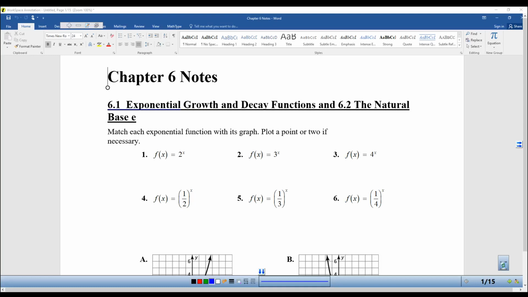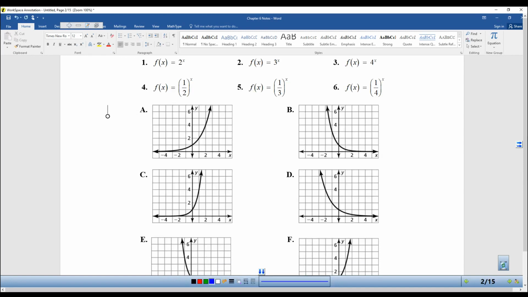This is the beginning of Chapter 6, 6.1 Exponential Growth and Decay Functions, and we're going to do 6.2, the natural base e, at the same time. So our first step is going to be to match each exponential function with its graph. And the little tip there is to plot a point or two if necessary. So if you want to try and figure out which each of these are, that would be great to do on your own, but of course, I am going to do it for you.